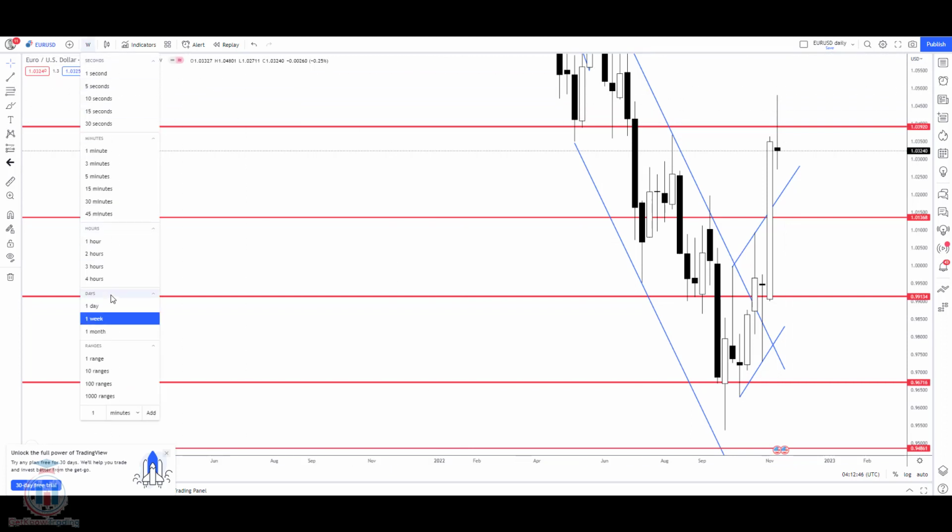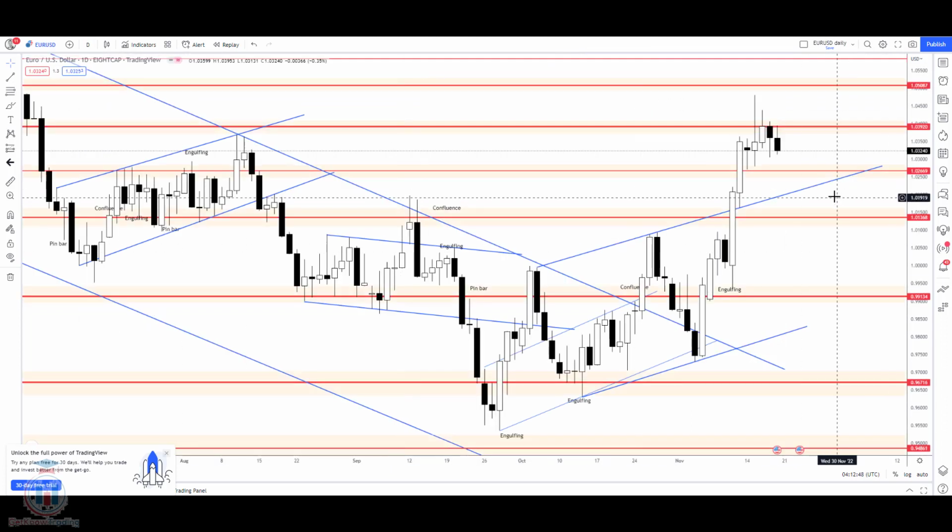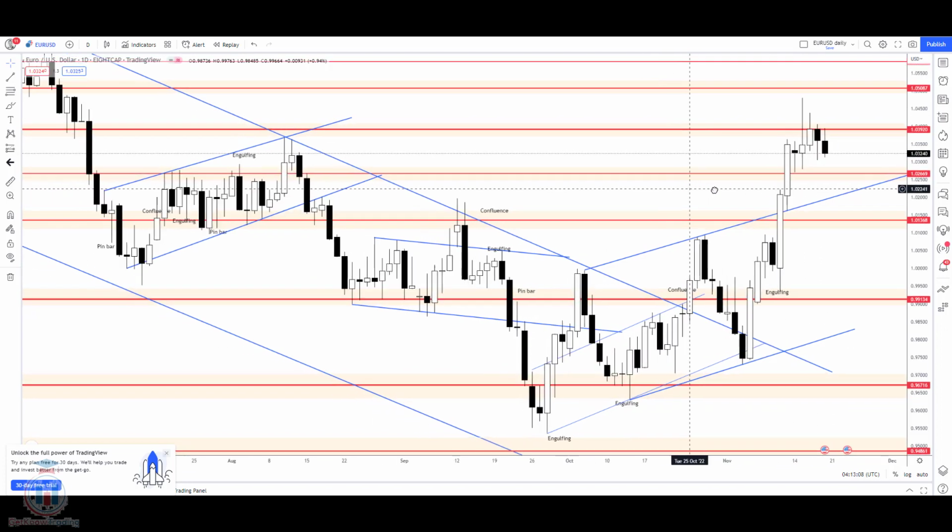Let's return back to daily time frame. What we can expect in the next week. We can see that this area here is a demand zone where the bulls are protecting the price to fall down. We can see also that this area is a supply zone where the sellers are pushing the price down, and they are preventing price to reach higher levels.